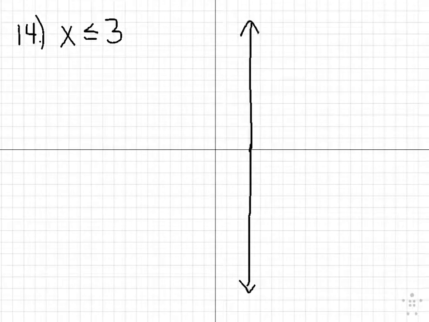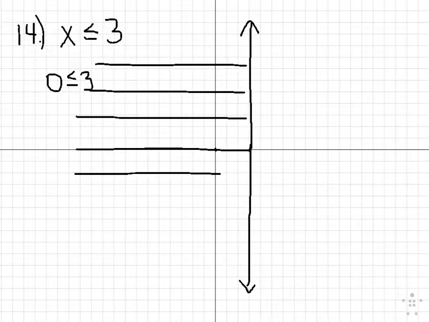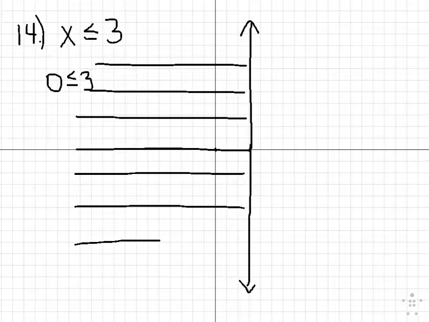And it is a solid line because it says x is less than or equal to. Now, I want to try to choose a point, so I'm going to choose (0, 0) and see if that works. So is 0 less than or equal to 3? Yes. So (0, 0) works, so it's everything on the line and everything to the left. That means everything to the right of this line does not make this true, but everything to the left will make this true. So there's the answer to number 14.